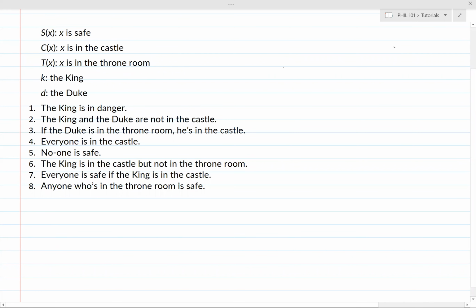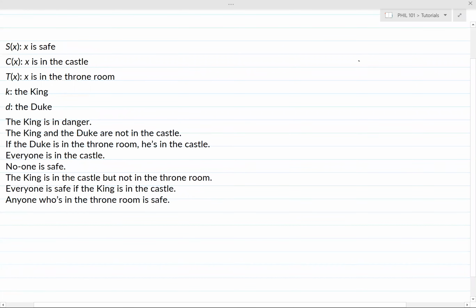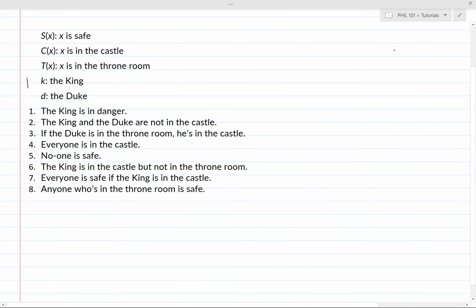Let's symbolize statements 1 to 8 using predicate logic. In my symbolization key, I've got two names, K and D, which mean the king and the duke. And I've got three predicates. These are things that, if I put a variable or a name in there, will create a statement once we fill in the blank with a variable or a name.